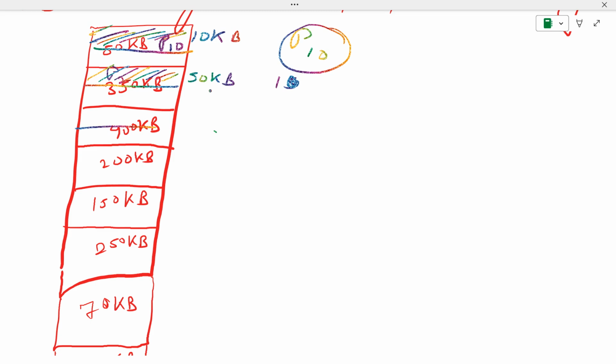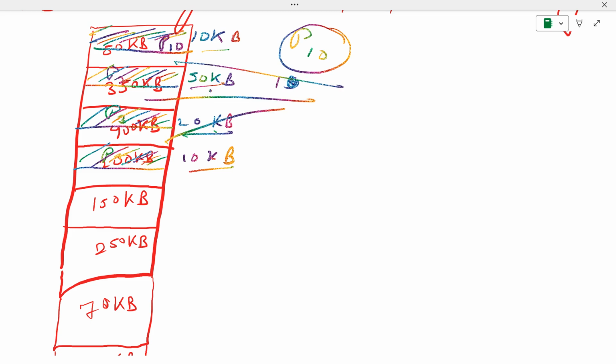Again, we have some process coming as P3, and P3 requires 20 kb. Then we have some process coming as P4. P4 requires 10 kb, like that. So in this way, we have some smaller processes coming up, and they require a certain smaller amount of space. So what is happening? This space, this space, this space, all remain unused.